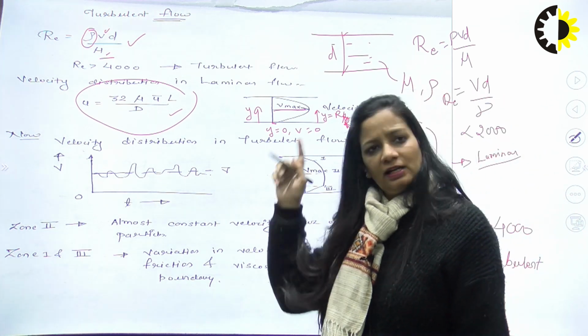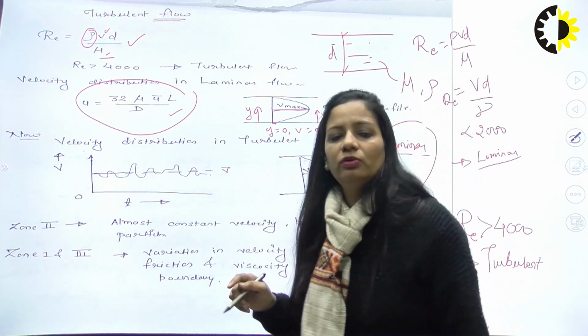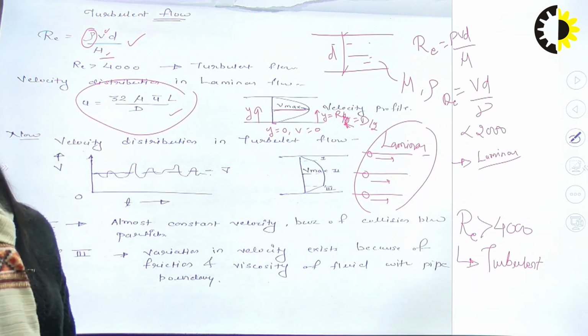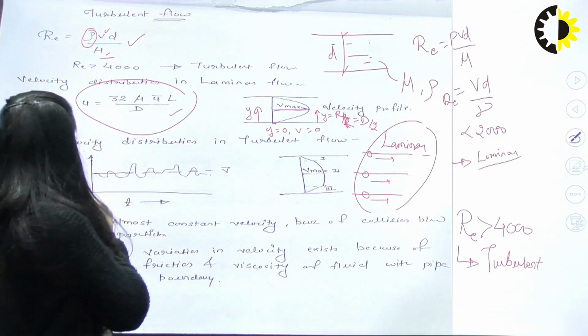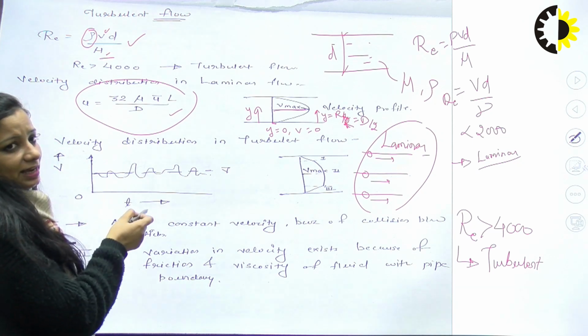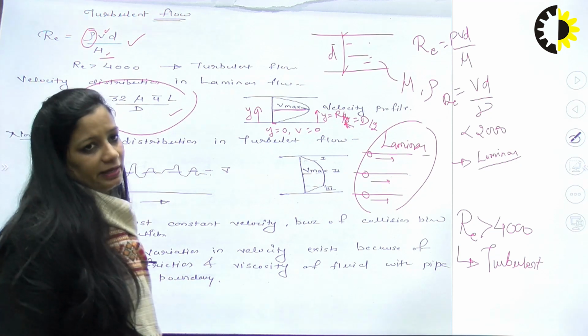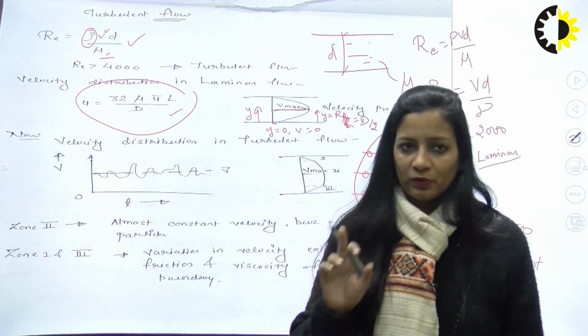Now that is for your laminar flow. But when we go to turbulent flow, the velocity variation with time is very much random. See in this graph of velocity versus time, you can see the variations like this. So this is the actual condition in the case of turbulent flow.